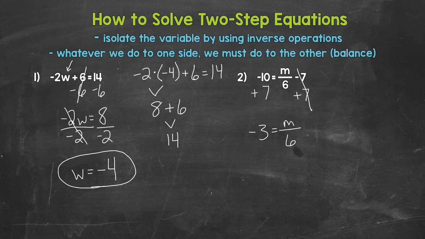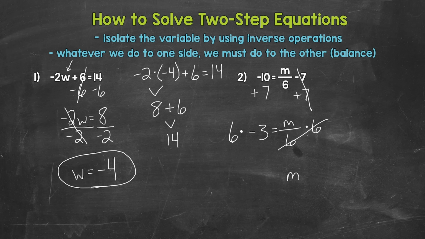So let's isolate that variable of m. We are dividing m by 6. So what's the inverse operation of division? Well, multiplication. So let's multiply that side of the equation by 6. Whatever we do to one side of the equation, we must do to the other. So multiply the left side by 6 as well. Now, on the right side of the equation, we are dividing by 6 and multiplying by 6. So these 6's cancel each other out.